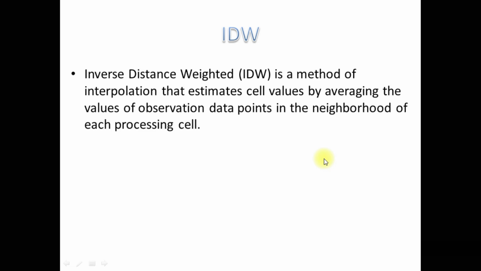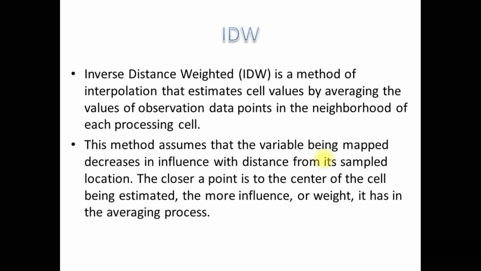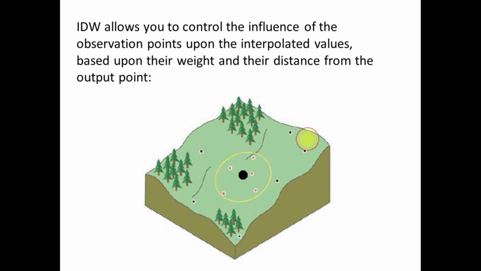Inverse distance weighted is a method of interpolation that estimates cell values by averaging the values of observation data points in the neighborhood of each processing cell. This method assumes that the variable being mapped decreases in influence with distance from its sample location. The closer a point is to the center of the cell being estimated, the more influence or weight it has in the averaging process. So IDW allows you to control the influence of the observation points upon the interpolated values based upon their weight and their distance from the output point.